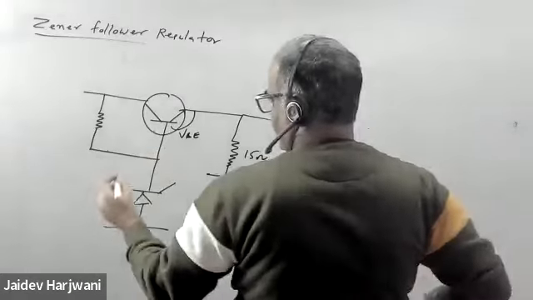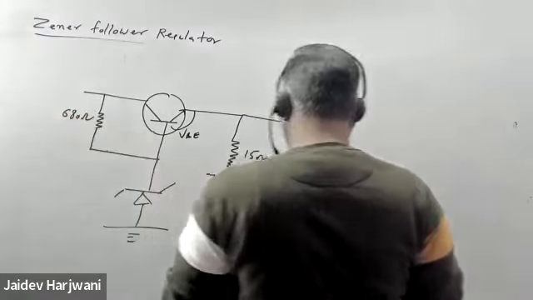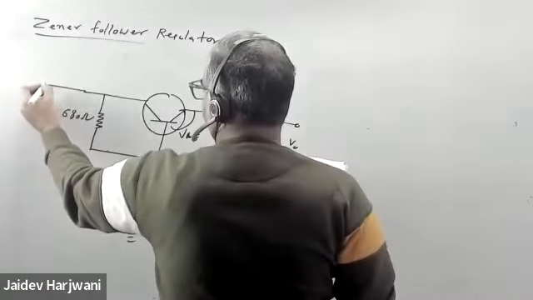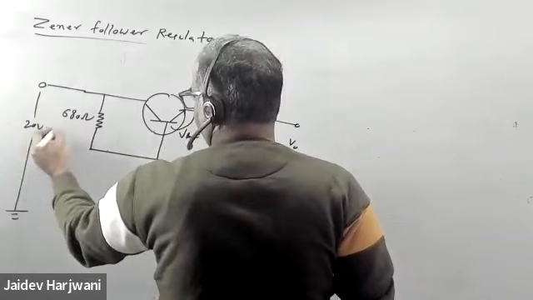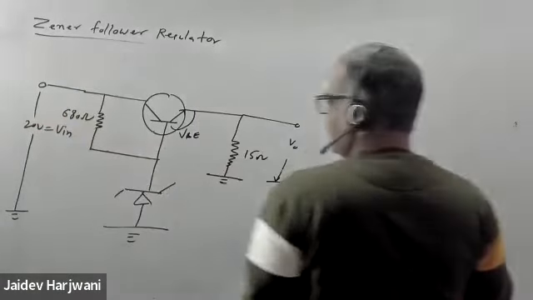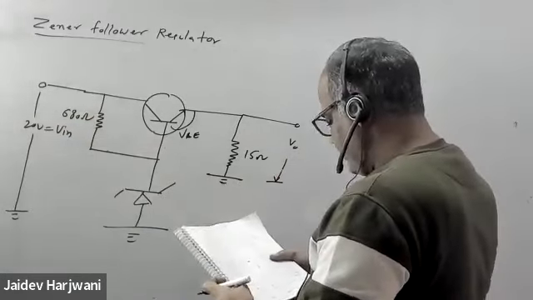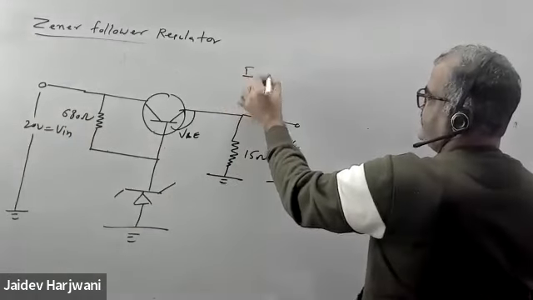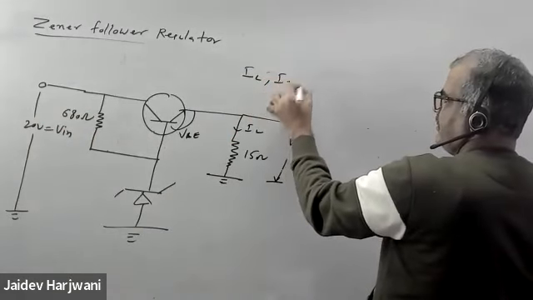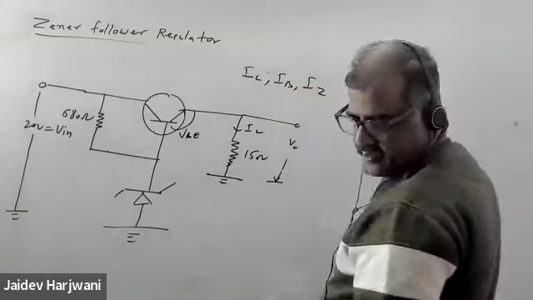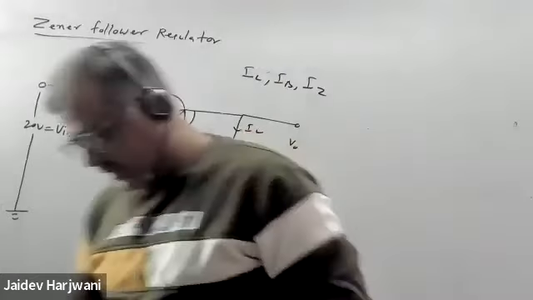And here I am giving you a resistance of 680 ohm, and the V input value I am giving is 20 volts. 20 volts is my V input. 680 ohm resistance here, 15 ohm resistance here, and I need to find out the value of IL. What is IL? Load current. Also IB, IZ, how much current is flowing across the Zener. So all these values I need to calculate.